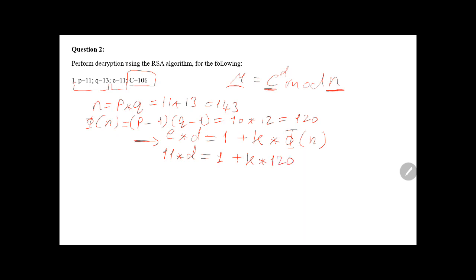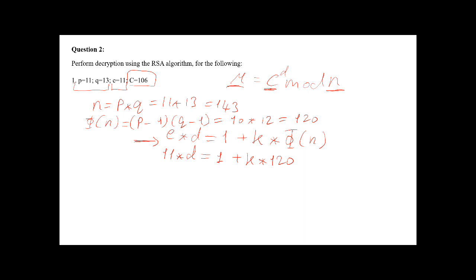Now, as you can see, we have a problem. We have one equation with two unknowns. So in order to solve this equation, we need to use an algorithm that is called the Euclidean algorithm.